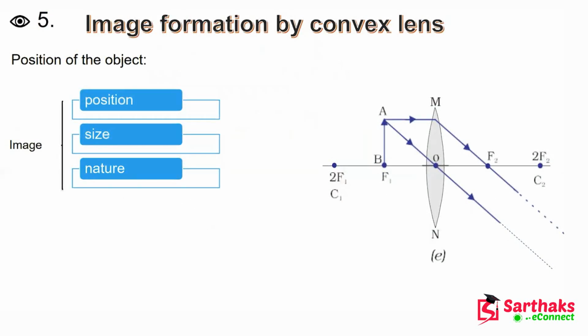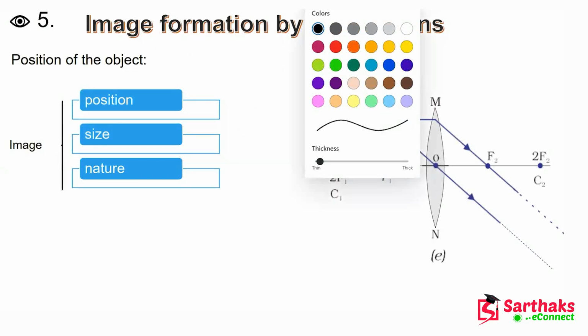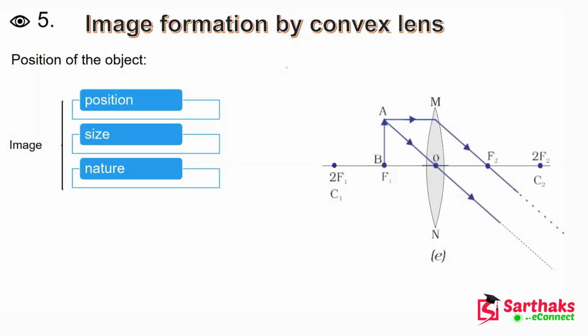and let's discuss case number fifth. So this is case number fifth. In this case, we had placed the object at F1. Now let me write it here for you, at F1. Now we have to determine the position of the image, so we will again draw a ray diagram.